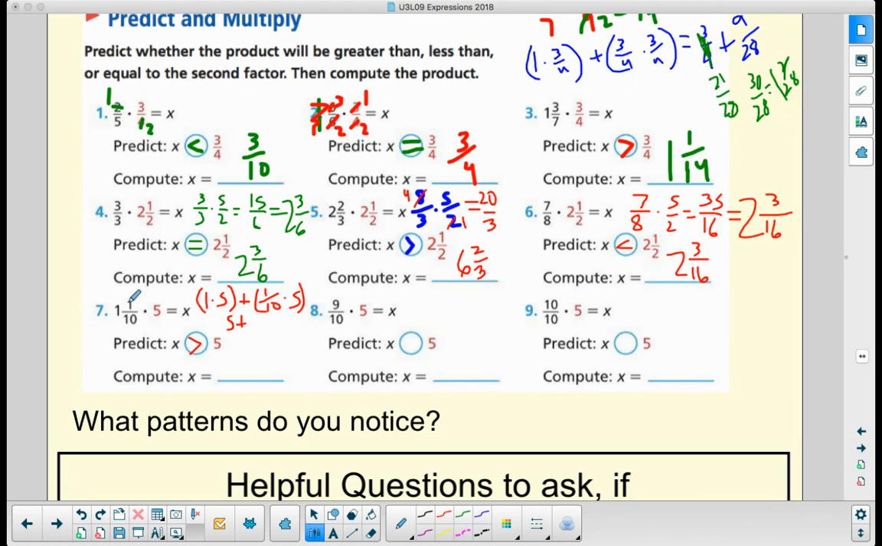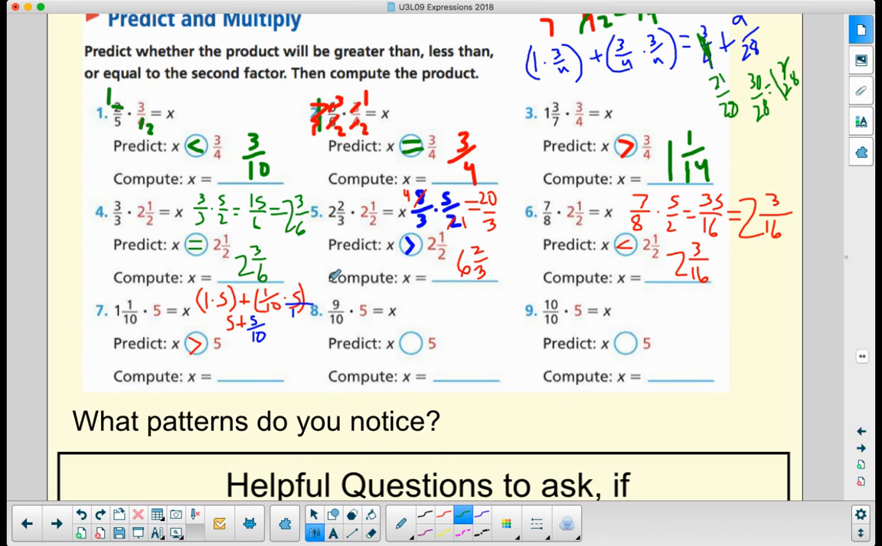Awesome, this is a good one to show. When I'm multiplying a fraction by a whole number, you might remember, since it's a unit fraction multiplied by a whole number, it's going to be my whole number over the denominator. Why is that? Because 5 is just a fraction, 5 over 1. And then 1 multiplied by 5 is 5, 10 multiplied by 1 is 10.